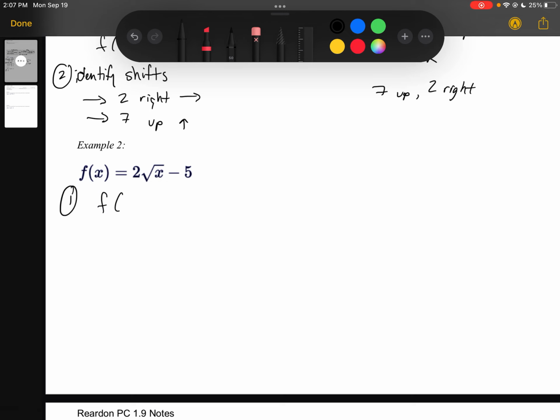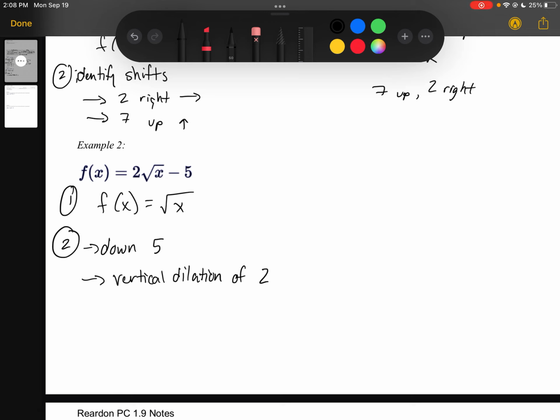Example number 2, so let's identify our original function here. So original function, get rid of all the numbers, just leave it with the variables, is just the root of x. Second, what shifts do we see? Well, we see that we go down by 5. And we also see that we have a vertical dilation or a vertical stretch of 2, a factor of 2. So these are both vertical shifts. They both go up and down. So the order that we do them in matters.